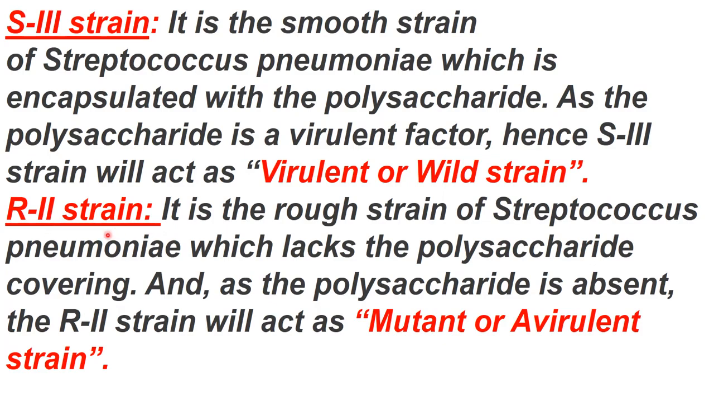Then second is R strain, that is also called rough strain. And why is it called rough strain? Because it lacks the polysaccharide covering. Because of the lack of polysaccharide covering, it is not able to protect itself from the immune system of mice or human being, and that's why it is killed by the immune system. That's why it will not cause pneumonia in the mice, and that's why we can say this is a non-virulent strain, or mutant strain, or avirulent strain it can be called.